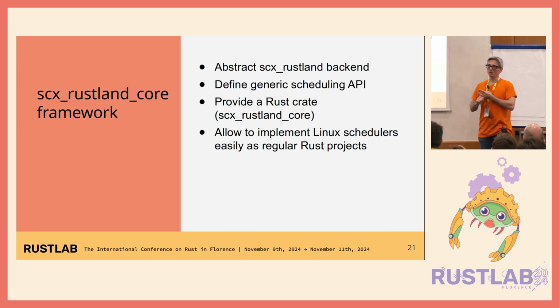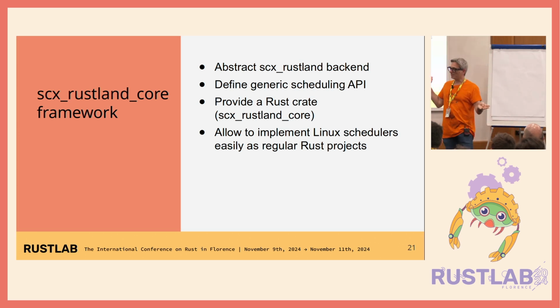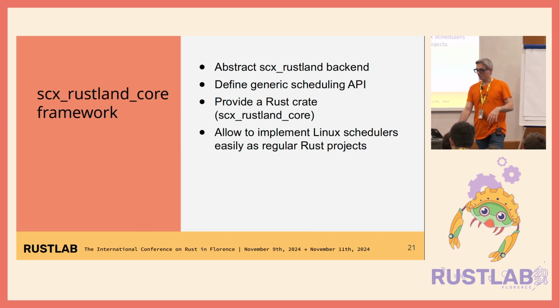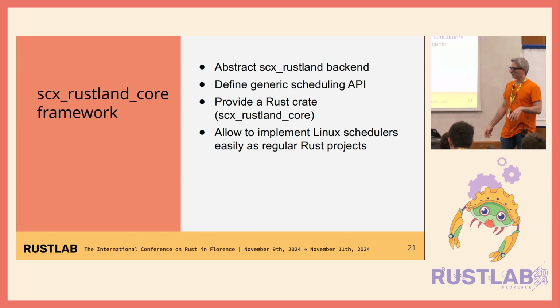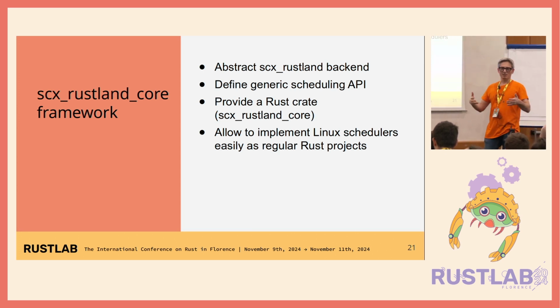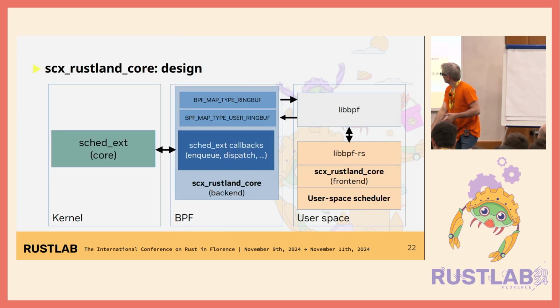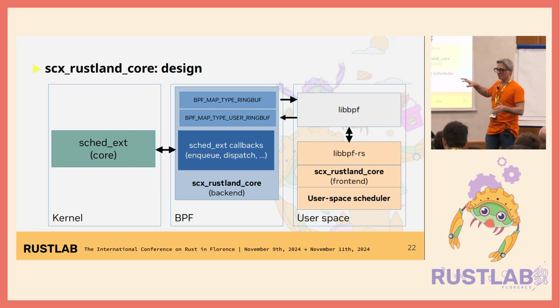And the API is really simple in this case because it's very abstracted. And Rust helps a lot on this, because you can just import the crate in your project. You cargo init, you import your crate, you implement the scheduler, and it's done. And that's the design. It's pretty much the same as the other one.